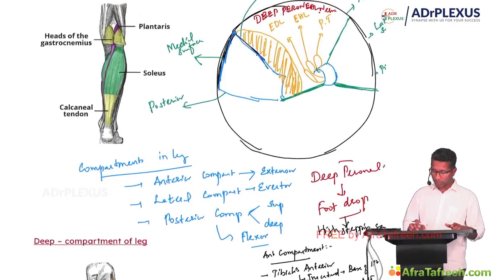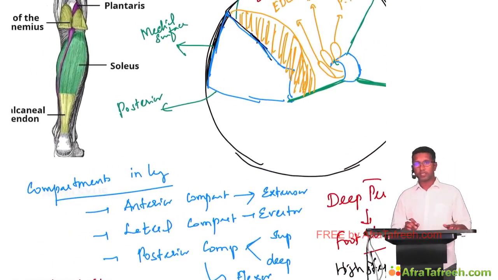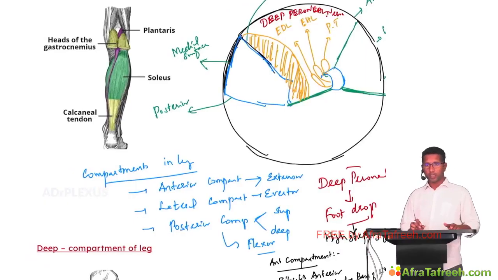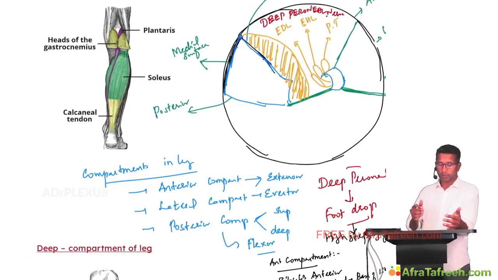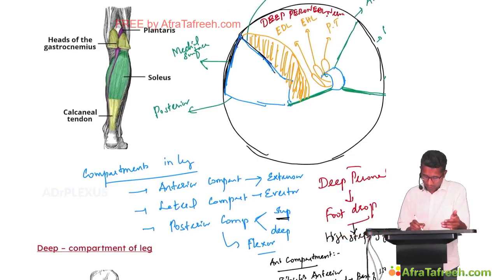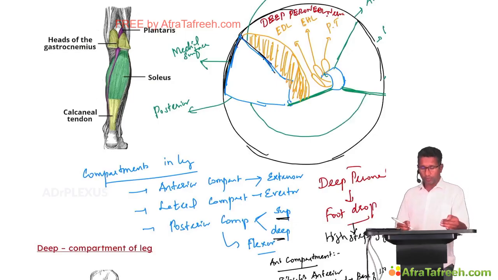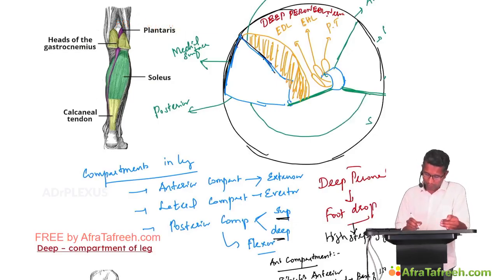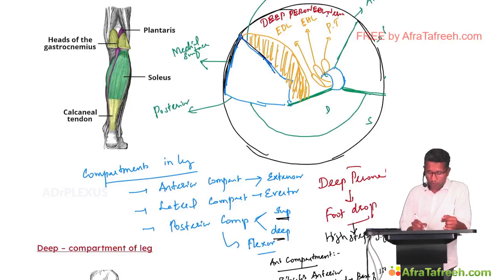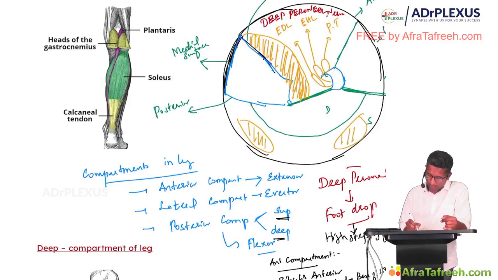Now coming to the posterior compartment muscles, as we have discussed just now, the posterior compartment is divided into two. It has a superficial and a deep compartment. If you see here, there are two compartments. One is called the superficial compartment, another one is called the deep compartment. Now what are the muscles present in the superficial compartment? You have 4 muscles in the superficial compartment. One is the 2 heads of gastrocnemius, the medial head and the lateral head.